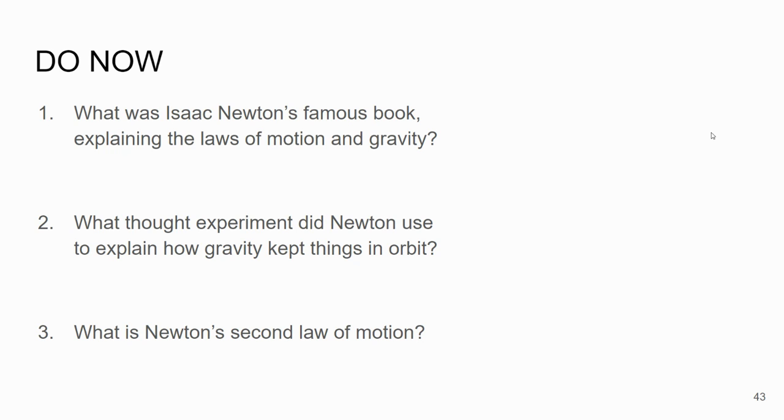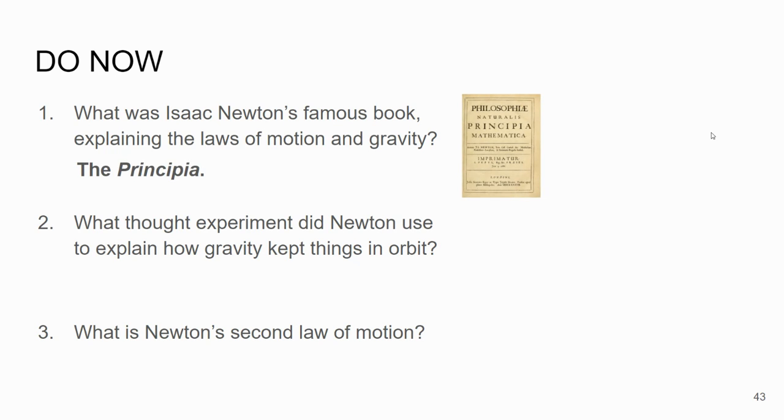So, the do now questions. What was Isaac Newton's famous book explaining the laws of motion and gravity? That was the Principia, published in 1687, one of the most important books not only in the history of science, but really in the history of the world. It's actually that important. Principia kicks off the scientific revolution, leading to the industrial revolution, leading to the modern world. Hugely important and influential ideas in this book.